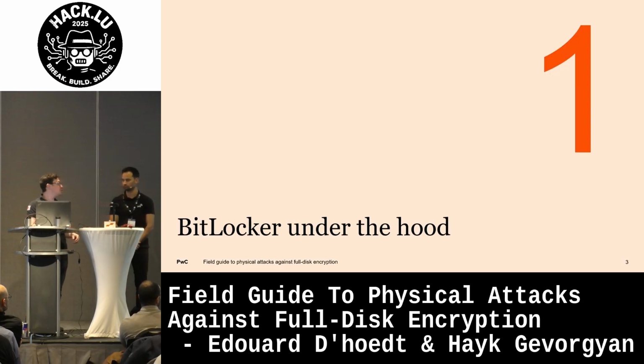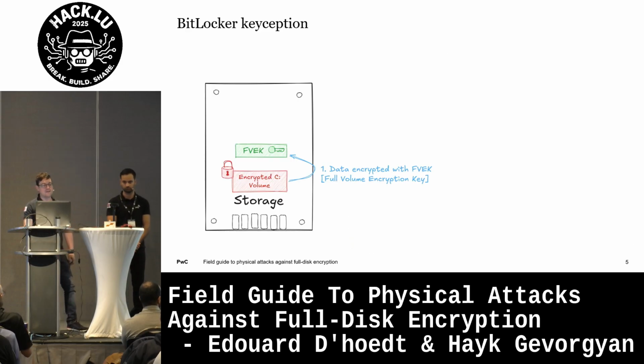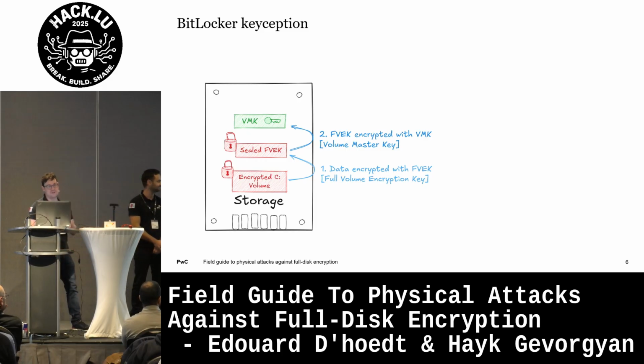Okay, how does BitLocker function under the hood? First of all, you have your data on your hard drive. It's your C volume. That data is encrypted with the full volume encryption key, the FVEK. That key is stored where? Also on the disk. That's a problem, so we need to encrypt it as well. So we encrypt that FVEK with another key, the VMK, which is also stored on the disk. So what do we need to do? We need to encrypt it as well.